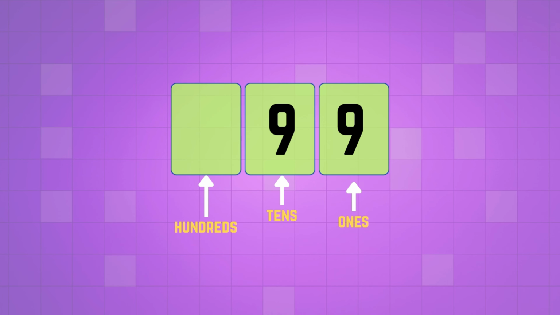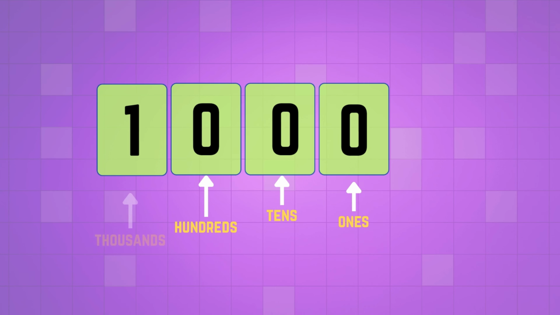When we reach 999, our 3 boxes are full. To go one more and reach 1000, we need a 4th box, the thousands place. And the pattern keeps going.